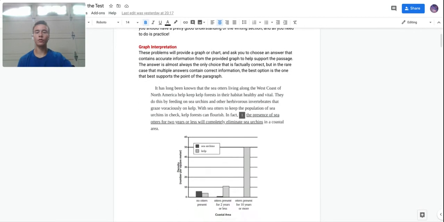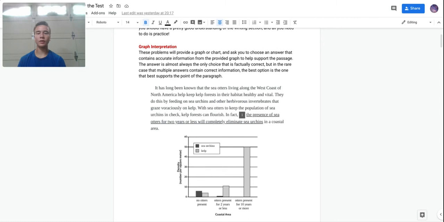The first type of question is graph interpretation. You've probably seen these if you've done practice. They'll provide you a graph or chart and pretty much ask you to choose an answer that contains accurate information from the graph to help support the passage. These types of problems are also seen in the reading test, but they're a little different for the writing test. So I'm going to go over these.